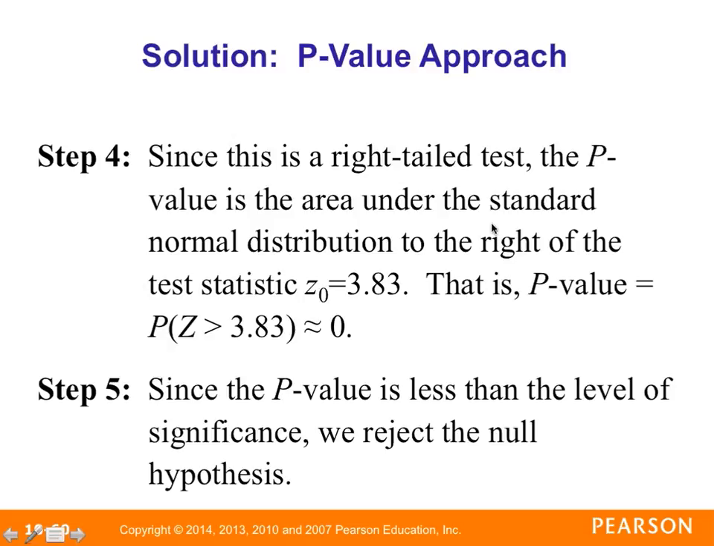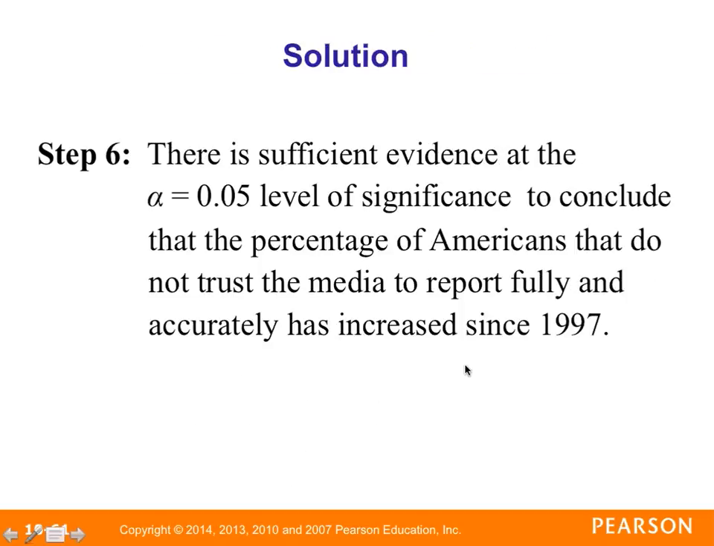Now, this is going to be a right-tailed test, so if we look up the probability that z is greater than 3.83, it's going to be almost zero. It's basically off the charts. This p-value is definitely going to be less than the level of significance, so we're going to go ahead and reject the null hypothesis. So we can say that there is sufficient evidence at the alpha equals 0.05 level of significance to conclude that the percentage of Americans that do not trust the media to report fully and accurately has in fact increased since 1997. So since our p-value is less than alpha, we say that there is sufficient evidence.